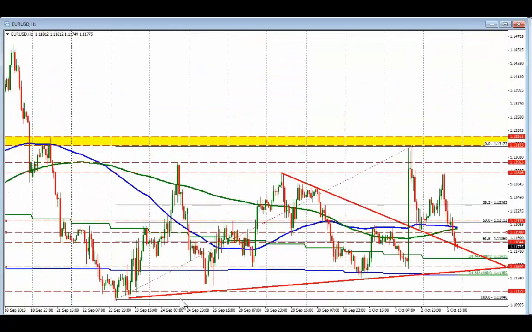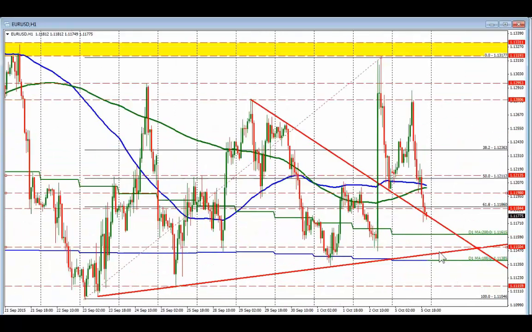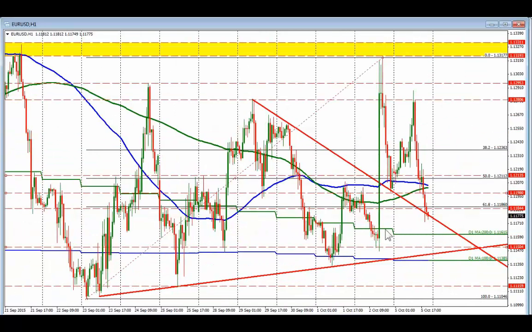Let's take a look at the hourly chart, see what that's telling us. On the hourly chart, we have the overlay here of the 200-day moving average. That's at 111.61. You can see how it steps down and how it stays constant here today. And here's our 100-day moving average.